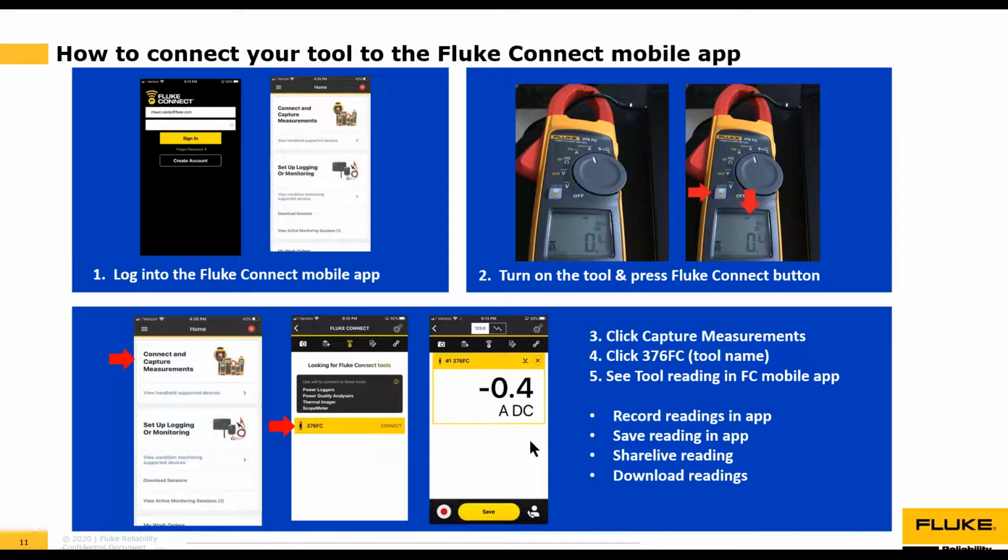And at that point, I will be able to see the reading from the tool in the Fluke Connect mobile app. So the tool itself says negative 0.4, and the app also says negative 0.4. So at this point, we've connected our tool to the Fluke Connect mobile app so we can record readings in the app. We can save a reading in the app. We can do a share live call like you saw in the video you just watched, where I could show this information live to my manager or my team lead, and I can download these readings as well.